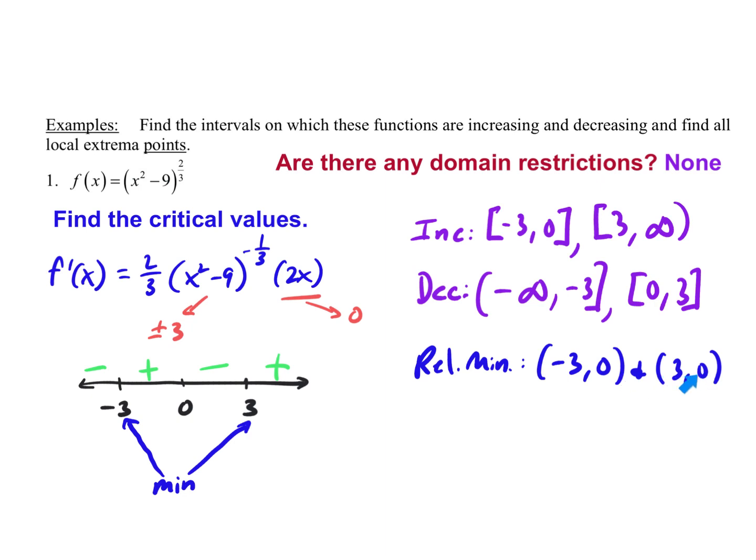So I know that the corresponding y values are 0. And then when I plug 0 in here, I have negative 9 to the 2/3, which whatever that is. Okay, so my relative maximum, and I just left it negative 9 to the 2/3. So I have a maximum that occurs at 0, two relative minimums that occur at negative 3 and 3.